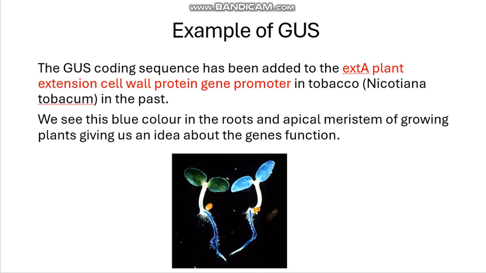That's not the exact picture from the study, I couldn't find it, but you can see there how GUS is giving us this dark blue color in the roots and in the cotyledon leaves, which would indicate that this is where the gene of interest is being expressed.